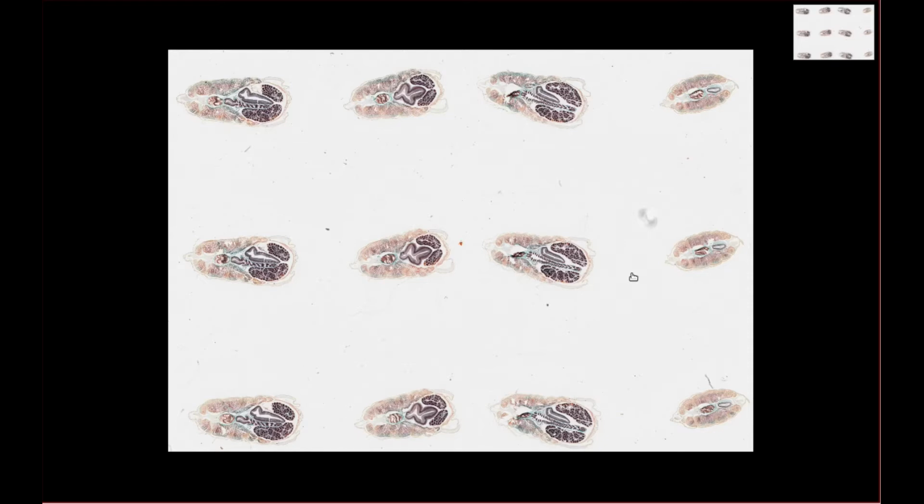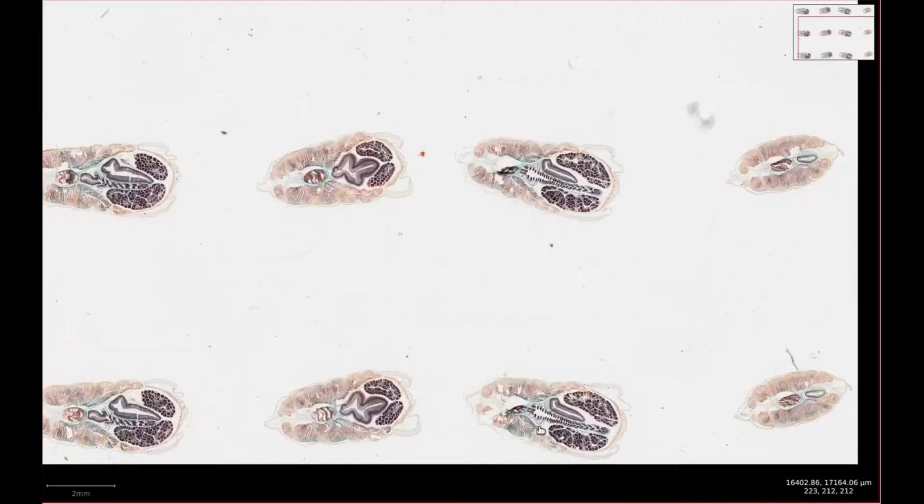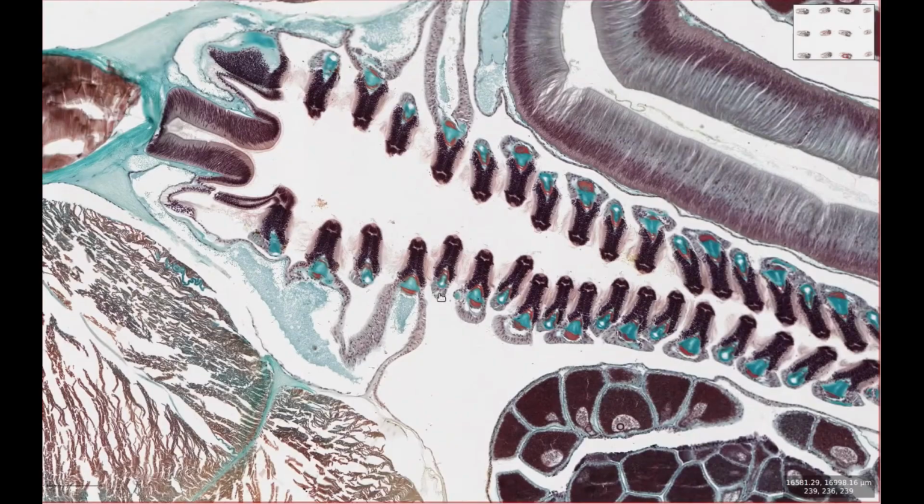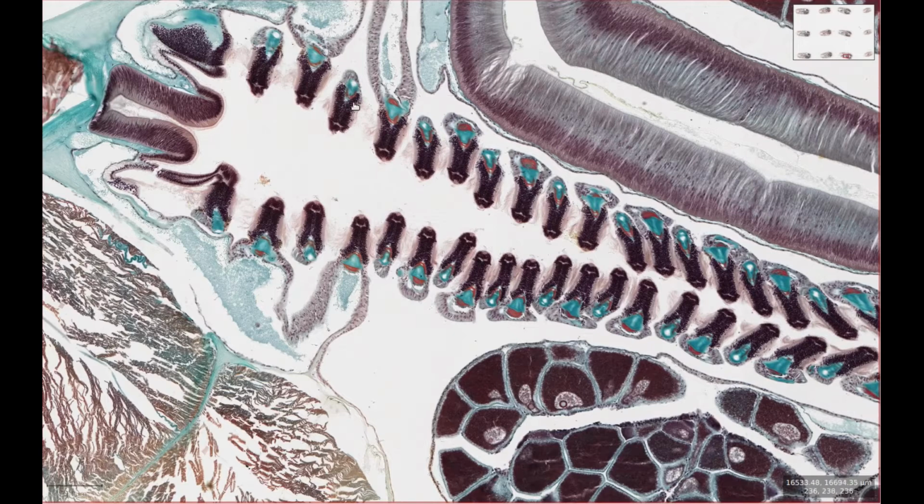So if we dive right back into our slide of Amphioxus, if you want, you can go back and watch the introduction video if you're not familiar with the overall anatomy of Amphioxus, because today we're going to be focusing on the gastrointestinal system. So if we zoom in on this section here on the third row at the bottom, we can find the pharynx again, which is this big structure in the middle with all of these bars.